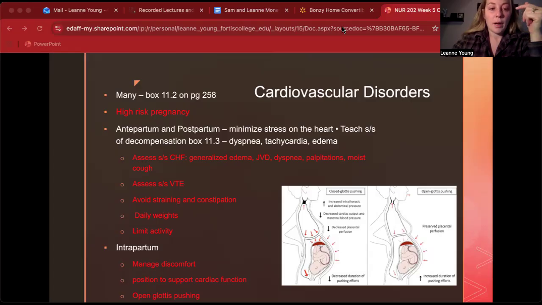And then for intrapartum, help moms to manage discomfort. We're going to help position them to support cardiac function. And then whenever it's time to push with the patient, so this is when they're in labor, we're going to do open glottis pushing. So whenever the mouth is open and they're still doing breaths with their pushes, rather than closed glottis pushing, which is when they're straining, basically like if they're pooping, right? Same concept. So we don't want them to strain. We don't want to have them vagal down.